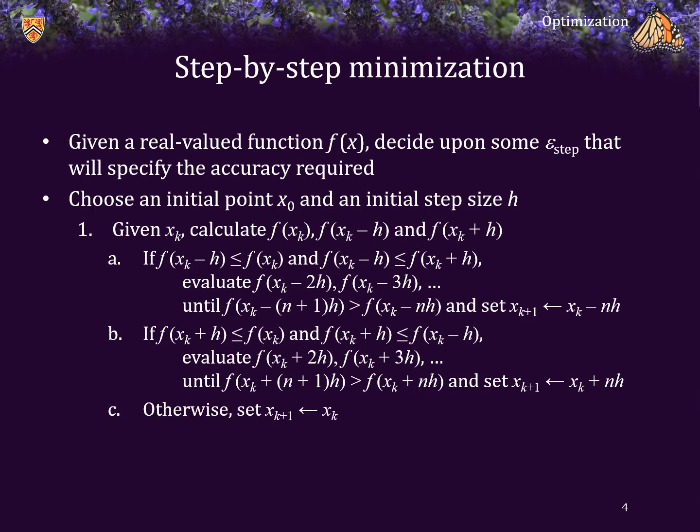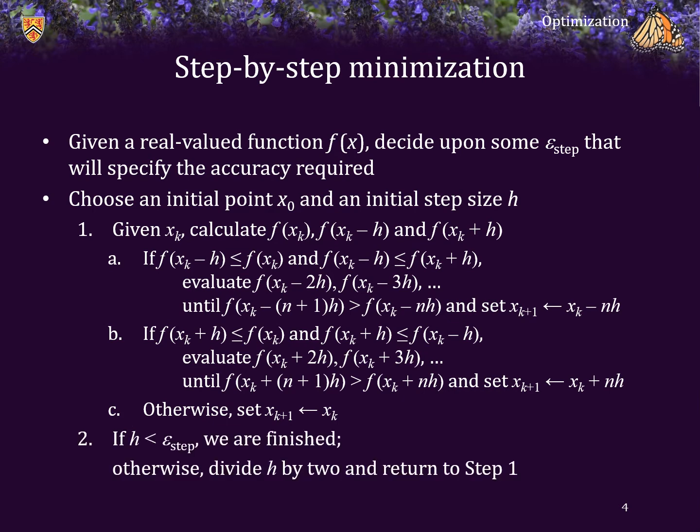Now, if f at x sub k is the minimum of these three, then we just set x sub k plus 1 to be the current value of x sub k. So if h is less than epsilon step size, then we are finished. Otherwise, we divide h by 2 and return to step 1.